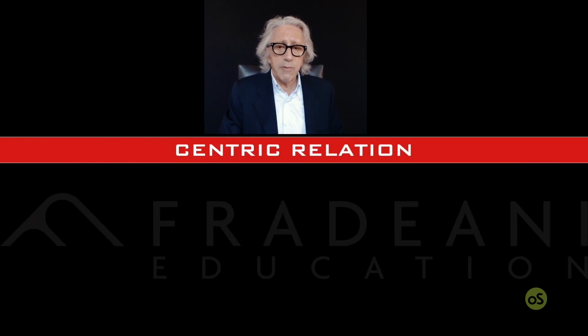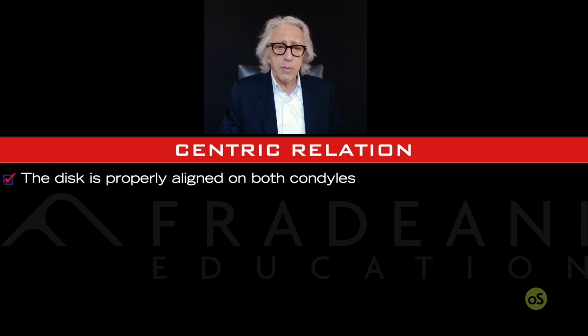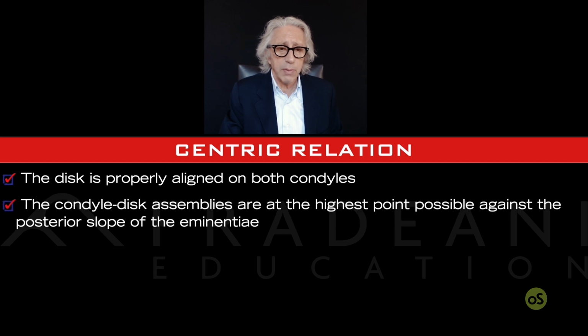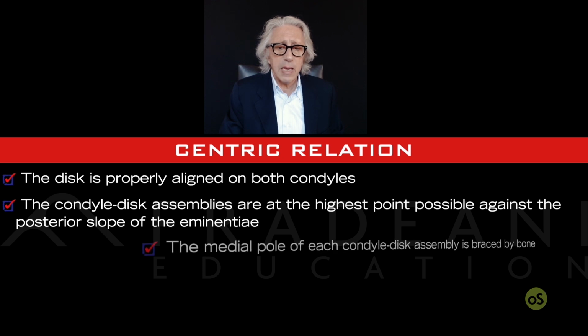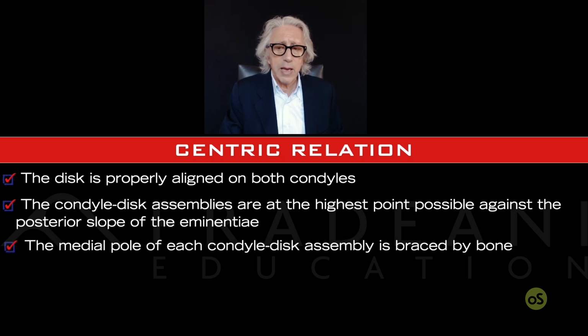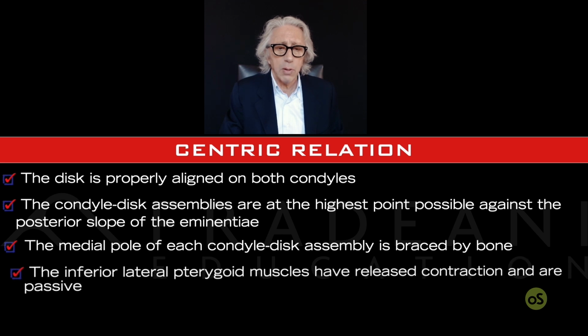So let me just give you some information. The disc that is always positioned between the condyle and the fossa is properly aligned on both condyles. That is, of course, the first step that you should remember. The condyle disc assemblies are at the highest point possible against the posterior slope of the eminentia. It is braced by bone. So the middle pole of each condyle is braced by bone.